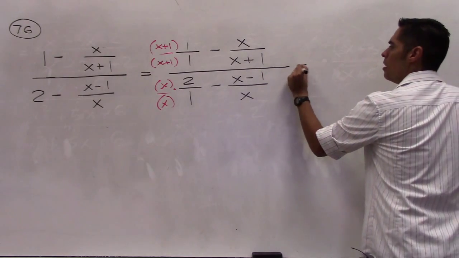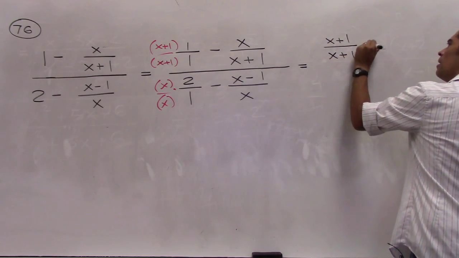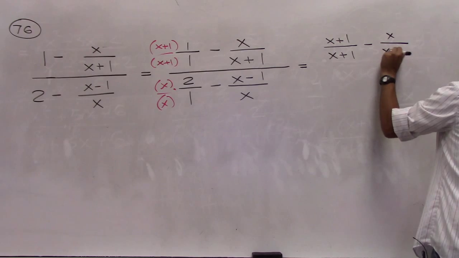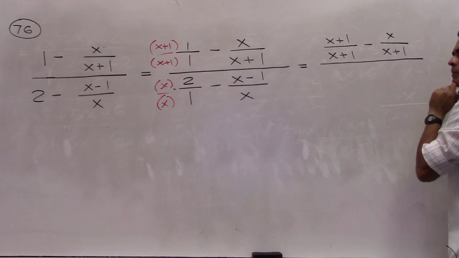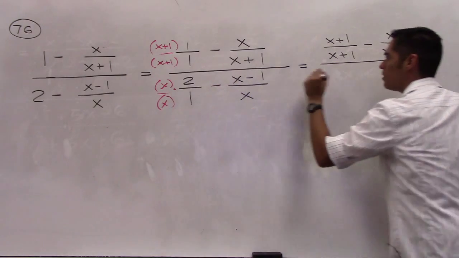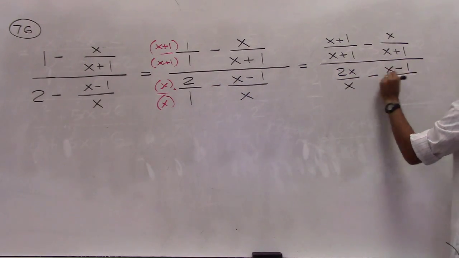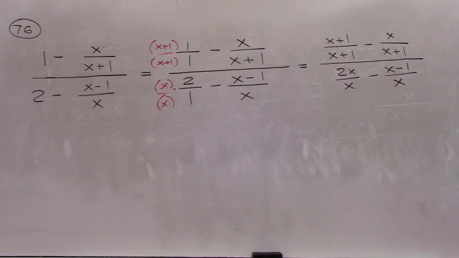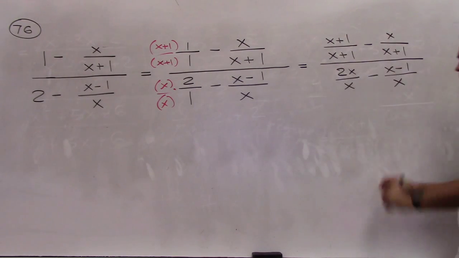So here's my new expression. I have x plus 1 over x plus 1 minus x over x plus 1 over what? 2x minus 2x over x. Again, I'm going slow. I know some of you want to put these together already. I'll do that on the next step. So there's my expression now. Now, since these have the same denominator, I can put them together.